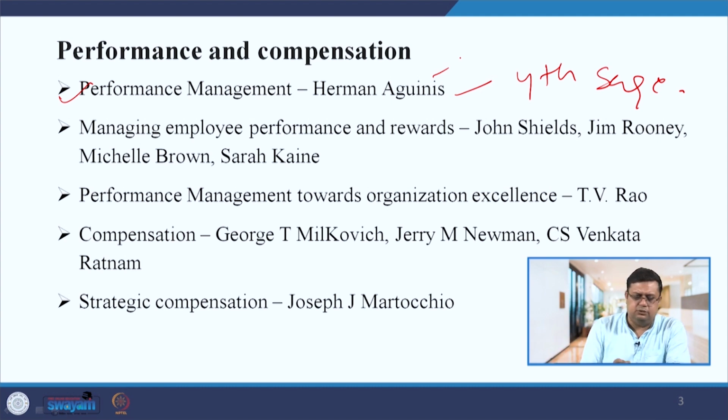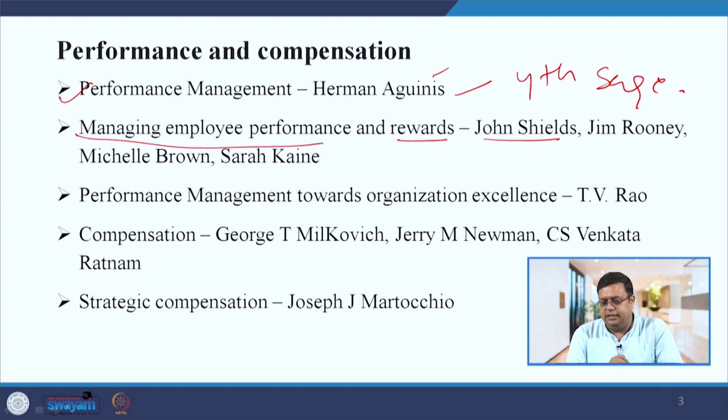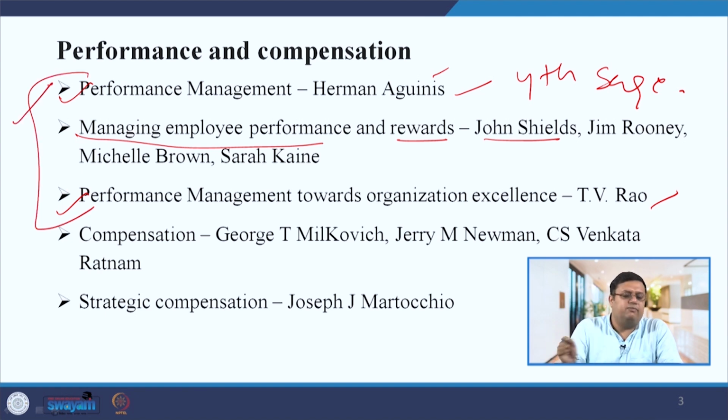The next book that I used is Managing Employee Performance and Rewards by John Shields, et al. Other authors are also there. I found this a very good book if you want to understand employee performance in depth. In addition to these two books, the third book that I used is Performance Management: Towards Organization Excellence by T.V. Rao. So, these are the three books that I have used for performance management.